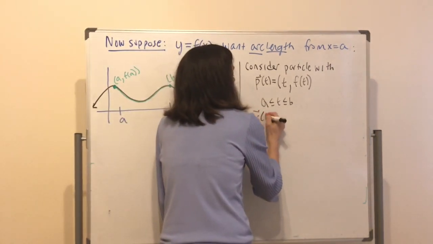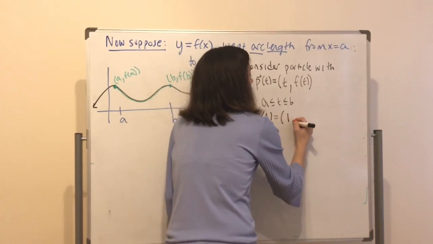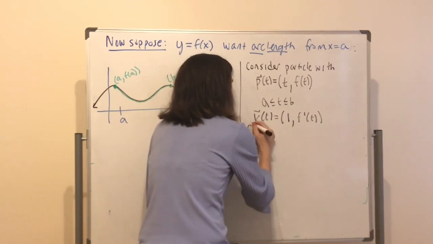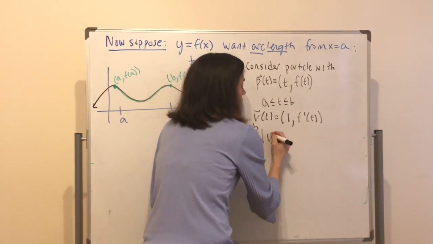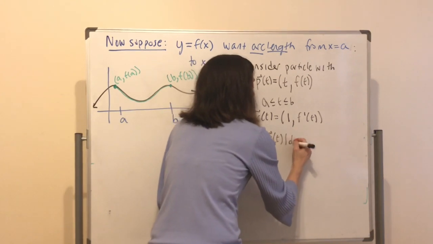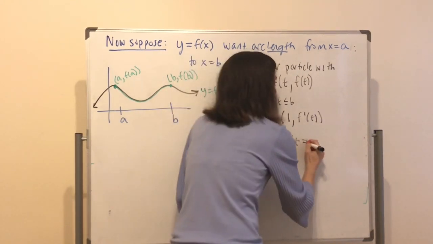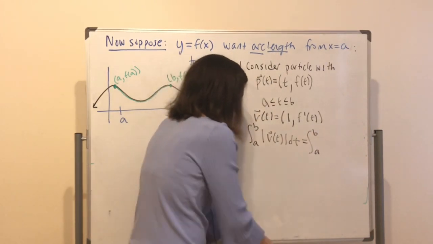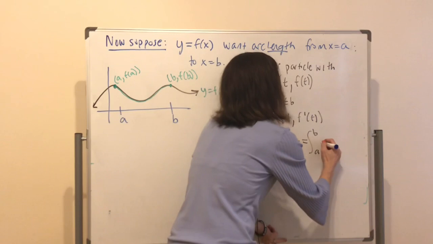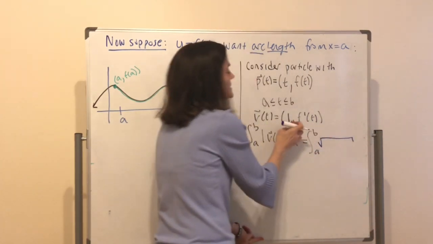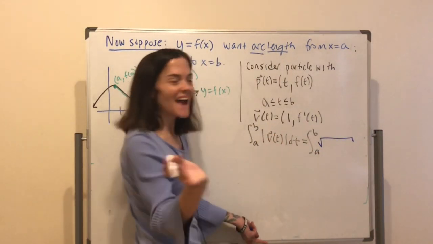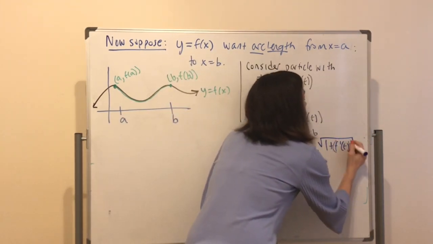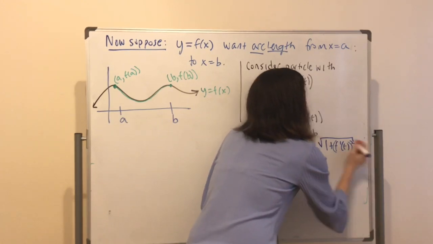We find the velocity. Here it's 1 comma f prime of t. And then we integrate the length of the velocity dt, which is an integral a to b of the square root. Well, I take the components, square them, and add. So this is 1 plus the derivative squared dt.